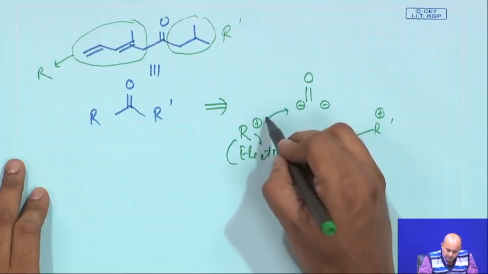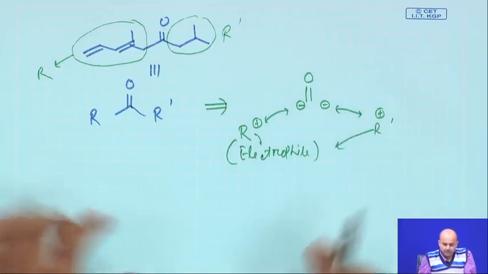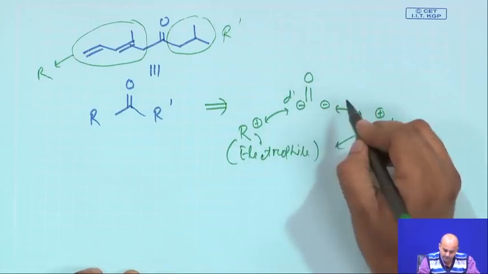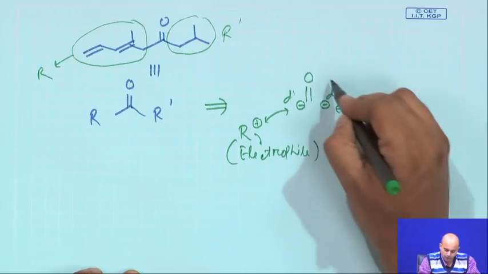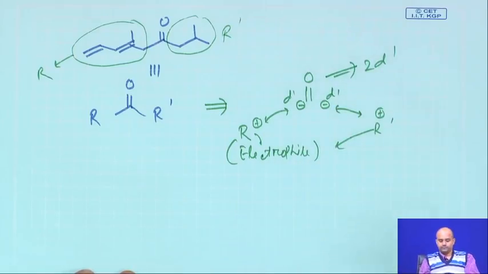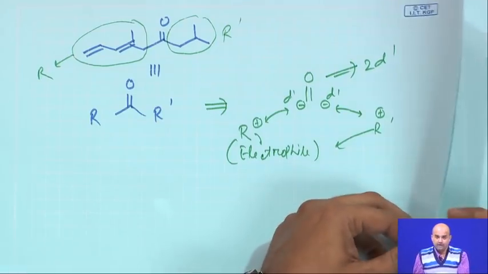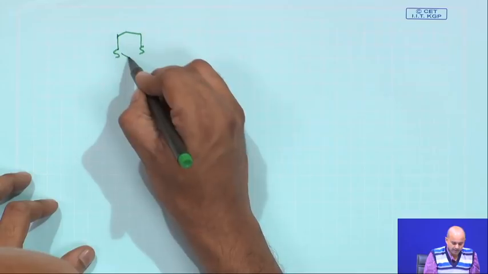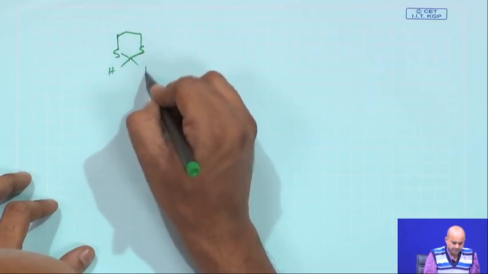So, what you need to do? This is a D1 and D1 at this end. So, altogether this is a 2D1 species. So, now finalize the end game of the synthesis. Now, we will start from a starting material which is already known or available to all of us, formaldehyde 1,3-dithiane.